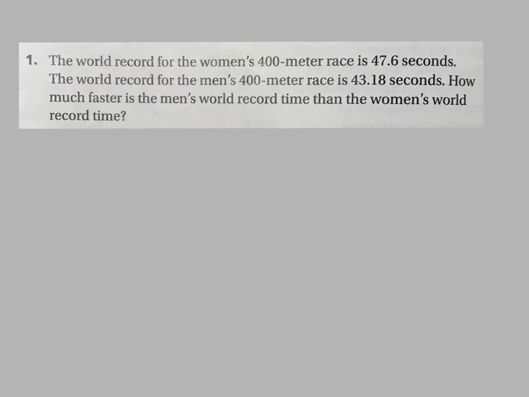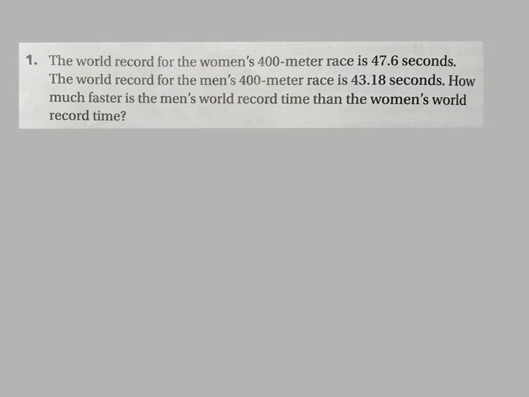So in this problem, you are going to be asking, so here's an example, and I want you to be asking which operation. The world record for the women's 400-meter dash, so they run 400 meters. That's just once around the track, yeah. So the record is 47.6 seconds. The men's 400-meter world record is 43.18 seconds. How much faster is the men's world record than the women's?